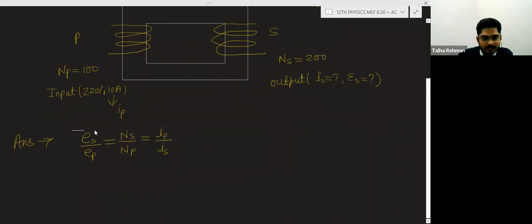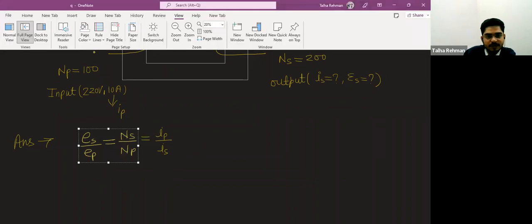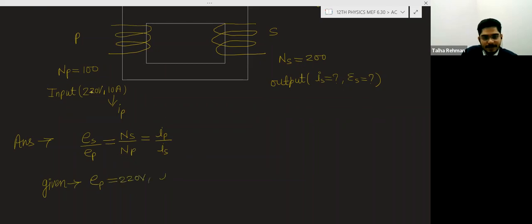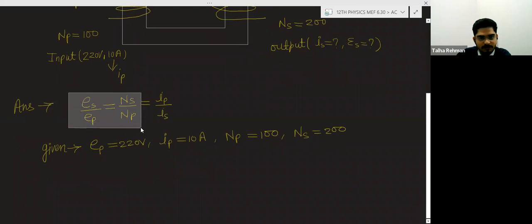So you can use this relation first. Basically, what is given to you? Input means at the primary winding. So the voltage across the primary winding is given as 220 volt, and the current at the primary winding is given as 10 ampere. This is given, and the number of turns for the primary winding is equal to 100, and the number of turns for the secondary winding is equal to 200. Now use this expression.